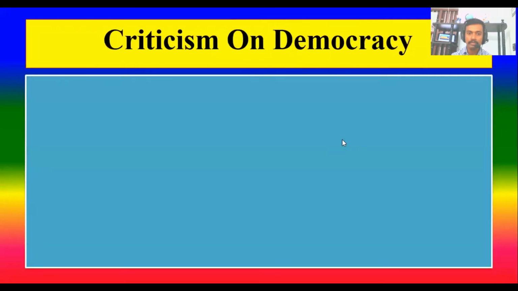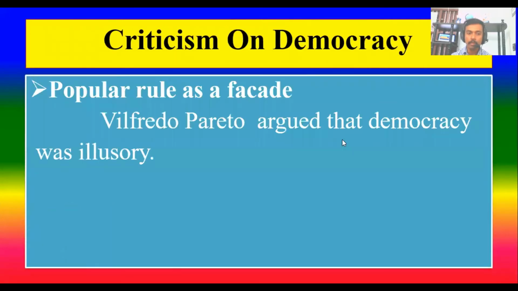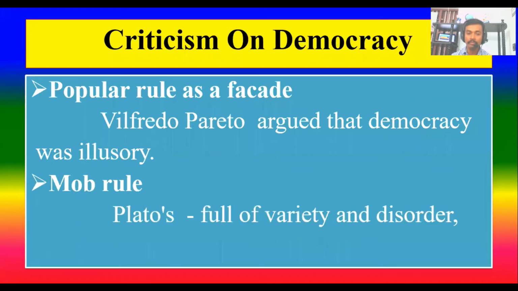Then criticism on democracy. Popular rulers is one of them. Wilfredo Pareto argued that democracy was illusory. Illusory means just only imagination. Then mob rule. Mob means the ruler only controls, using violence to control the people.